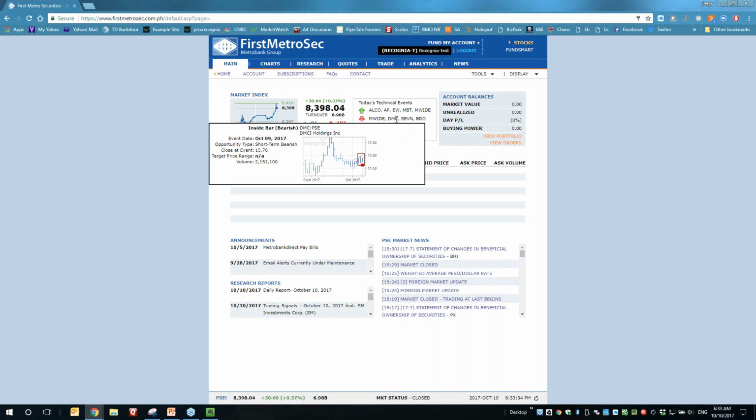So here's an outside bar pattern on Megawide Construction. DMCI Holdings has had an inside bar. The price has crossed the 21-day moving average in the downward direction. That's a bearish event for Philippine 7 Corporation, and so on. So these are all ideas you can go on to do some further research on, but these are all stocks where technical analysis suggests there's going to be some price movement.